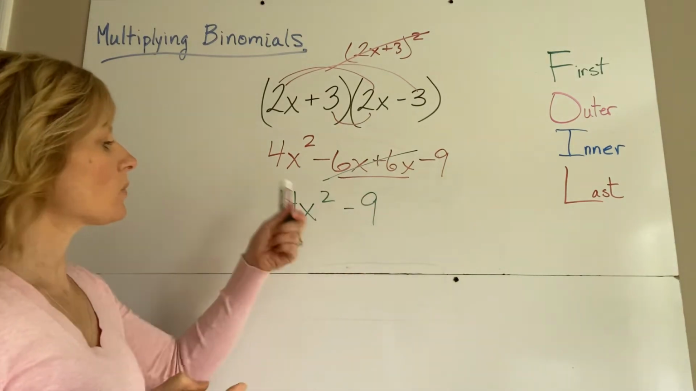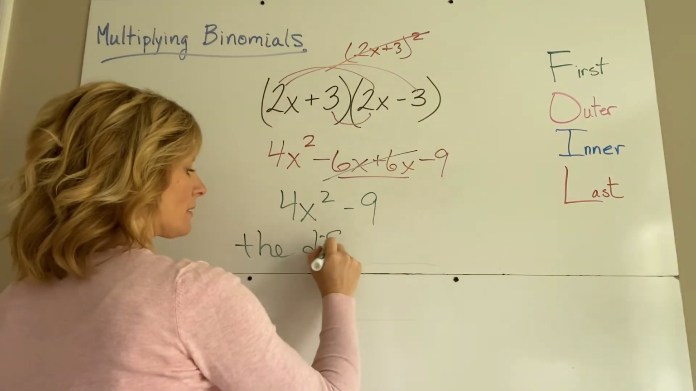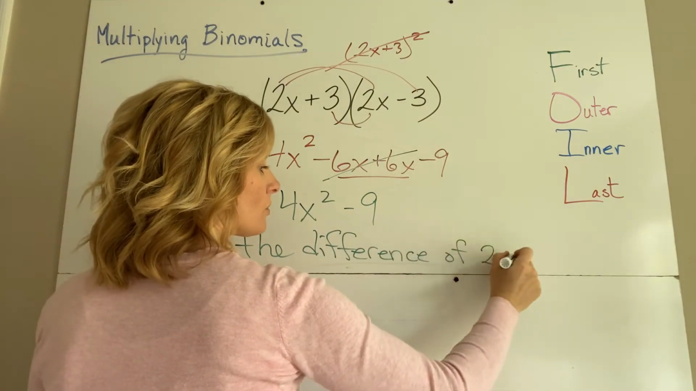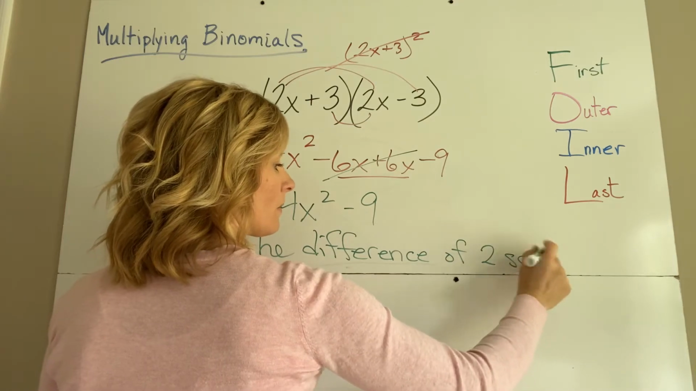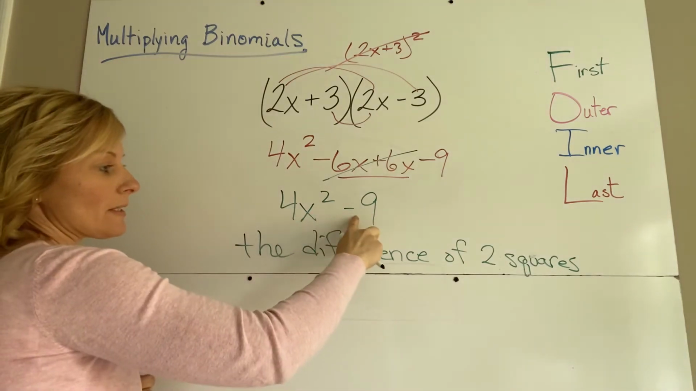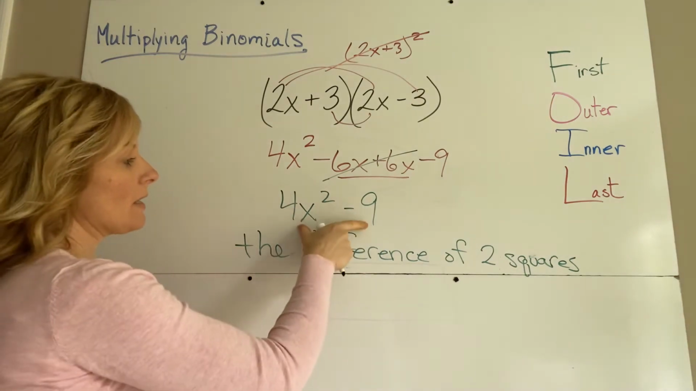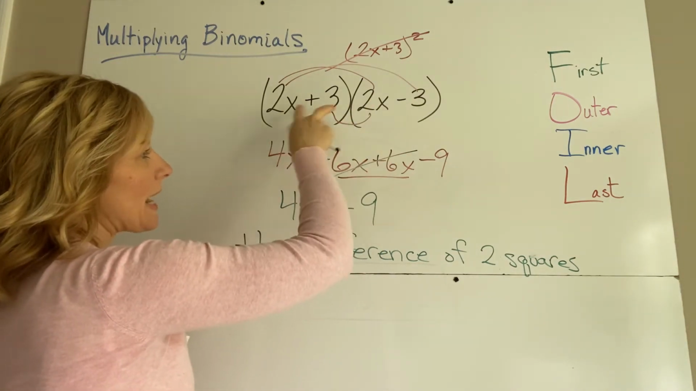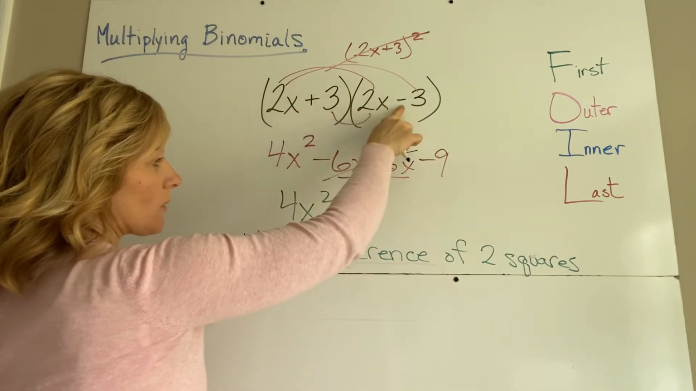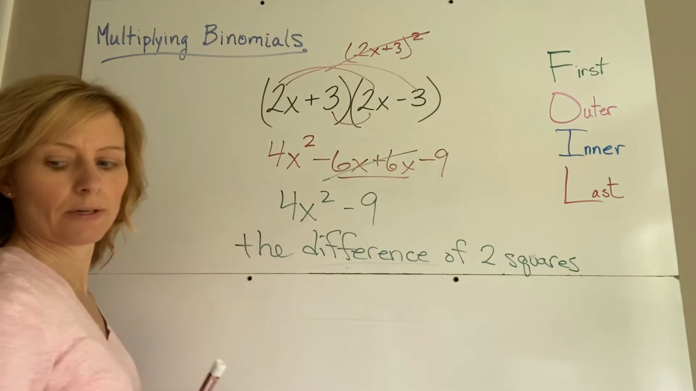This is really neat because this is called the difference of two squares, okay? Difference of two squares. We're finding the difference. This has a perfect square and this is a perfect square. Okay, so when we see similar binomials, the only difference being one's a plus, one's a minus, we know we're going to get the difference of two squares. Okay, that one's kind of a neat one to look at.